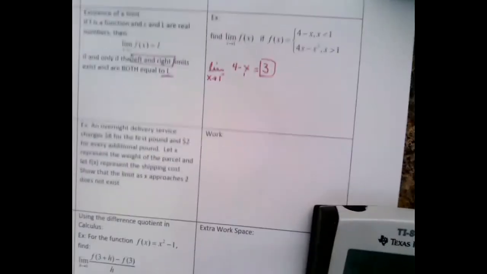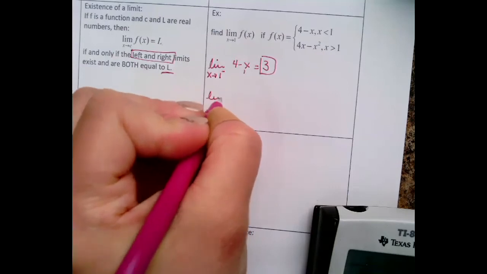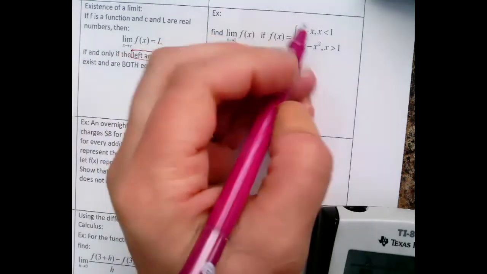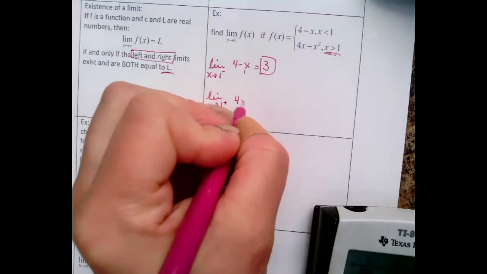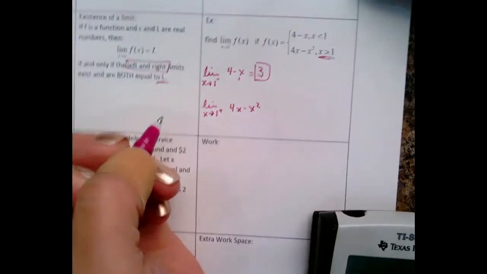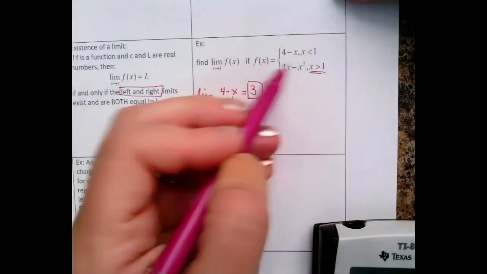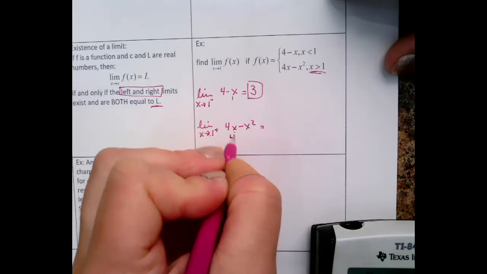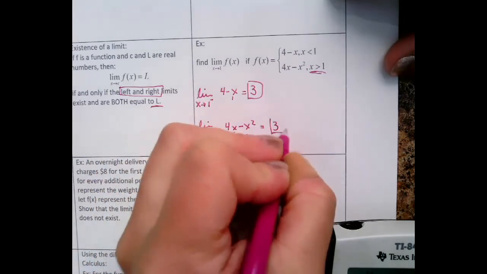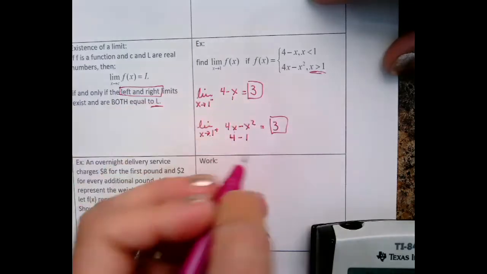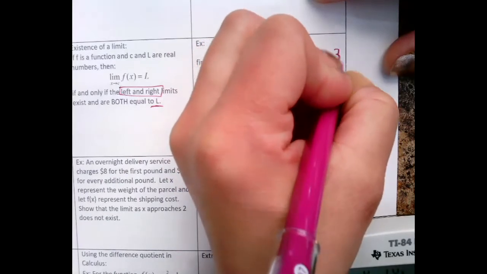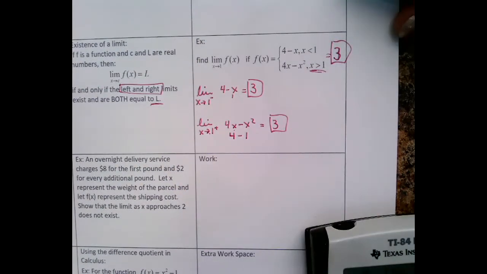Now let's plug in this other one. I'm going to do the limit as x approaches 1 from the positive side, because this is positive, of 4x minus x squared. Remember, this is a piecewise function, so this is one graph. If I plug in 1, I get 4 minus 1, and I get 3. So my limit as x approaches 1 for this whole thing is going to equal 3, because it does approach 3 from both the left and from the right.